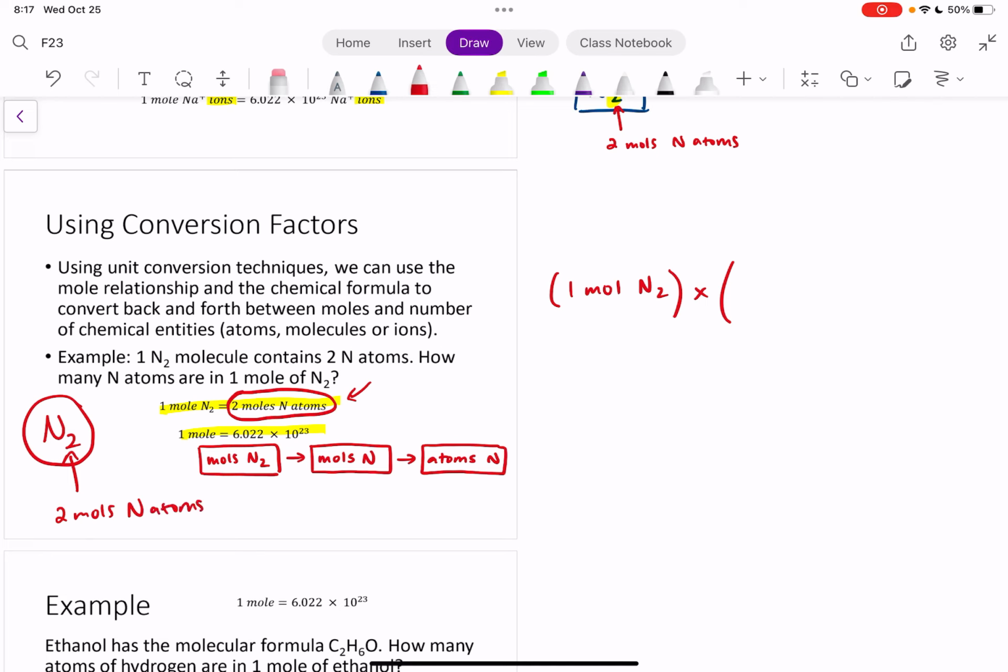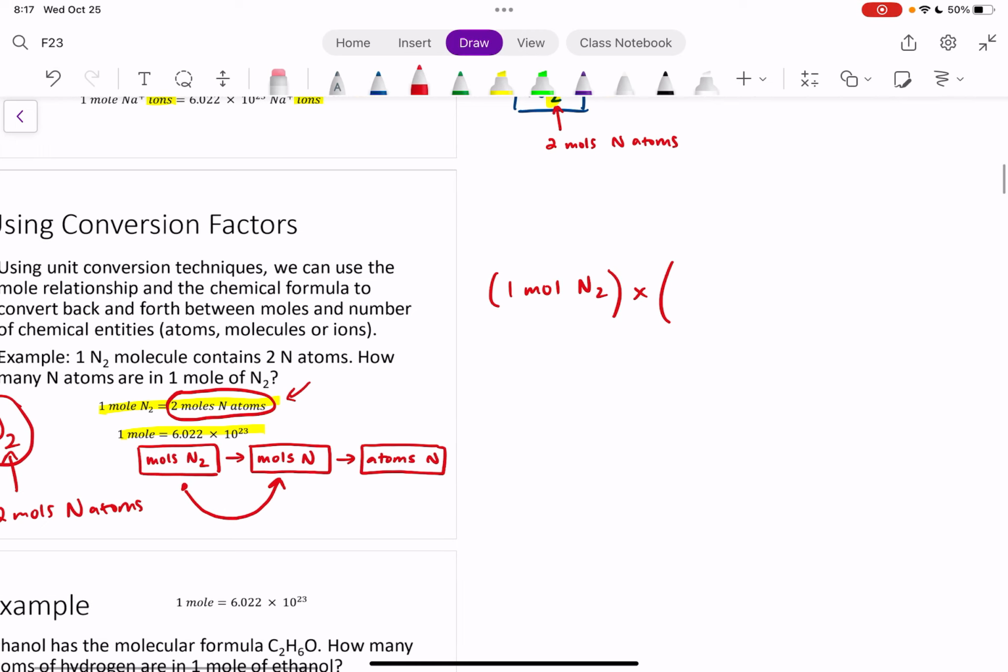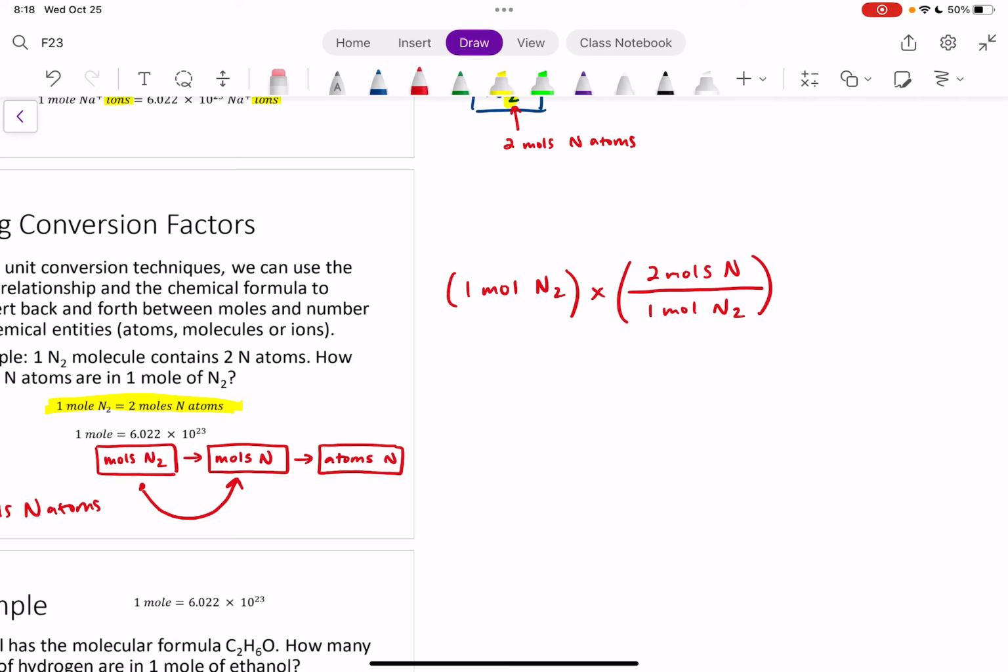Okay, so I'm starting here, and I'm trying to get to here in this first step. So, what is going to go on the bottom? Moles of N2 or moles of N? Yeah, moles of N2, right? Because I want to cancel them out. So using just this equality here, we're going to put 1 mole of N2 on the bottom and 2 moles of N on the top. All right, so I have done this step. Now I need to do this next step, and we'll do this one in blue. I want to get from moles of nitrogen to atoms of nitrogen.